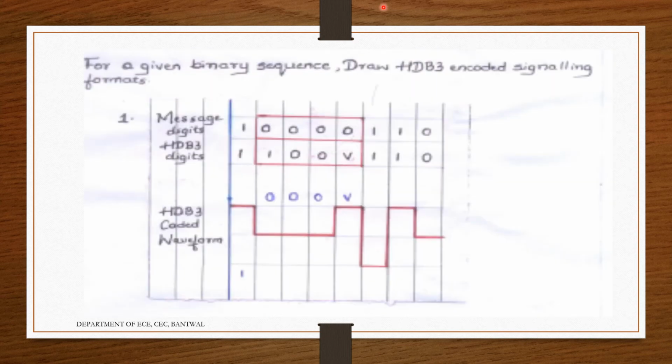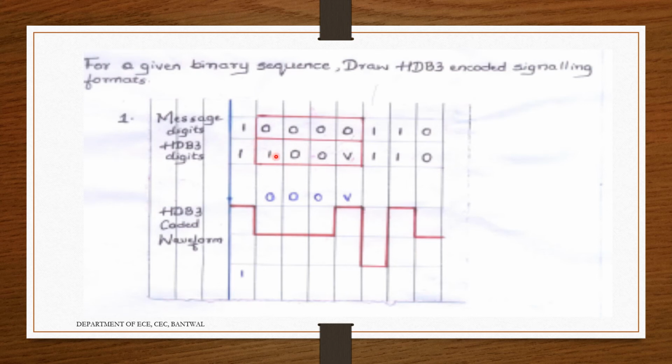Next one, we are going to discuss now the HDB3. So what is this HDB3? We have discussed it in lecture 6. The sequence has been given as 1 0 0 0 0 1 1 0. Now as per the HDB3 technique, first we will check whether it is even or odd. First we check out only one 1s between the four zeros there.